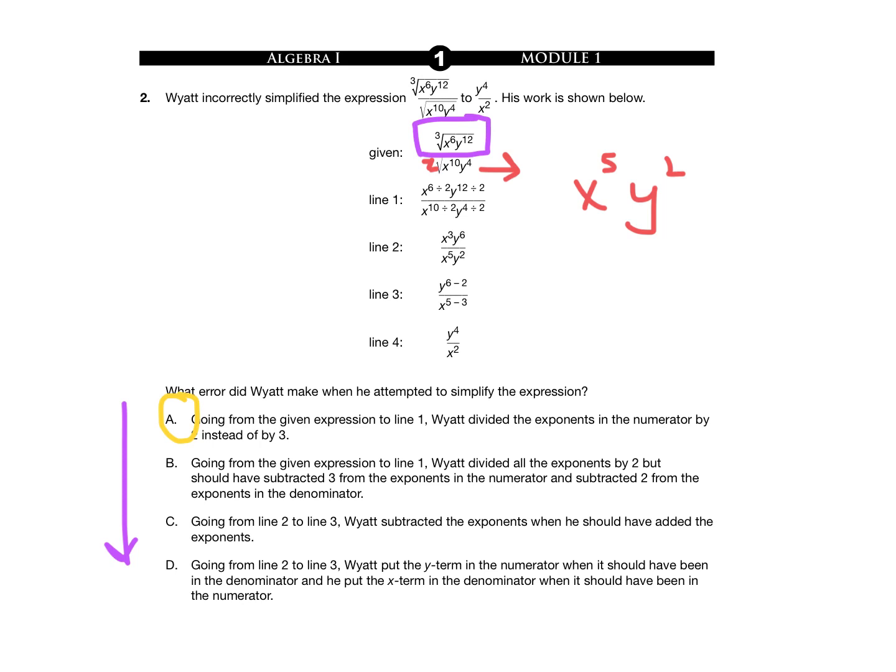So if I have something to a power of 3, if you stop and think about it, what times itself 3 times gives us x to the 6th? Well, it would have to be x squared. So the pattern is the same. We still divide, but we divide by 3 instead of dividing by 2. And that's what gives us the correct answer, A.